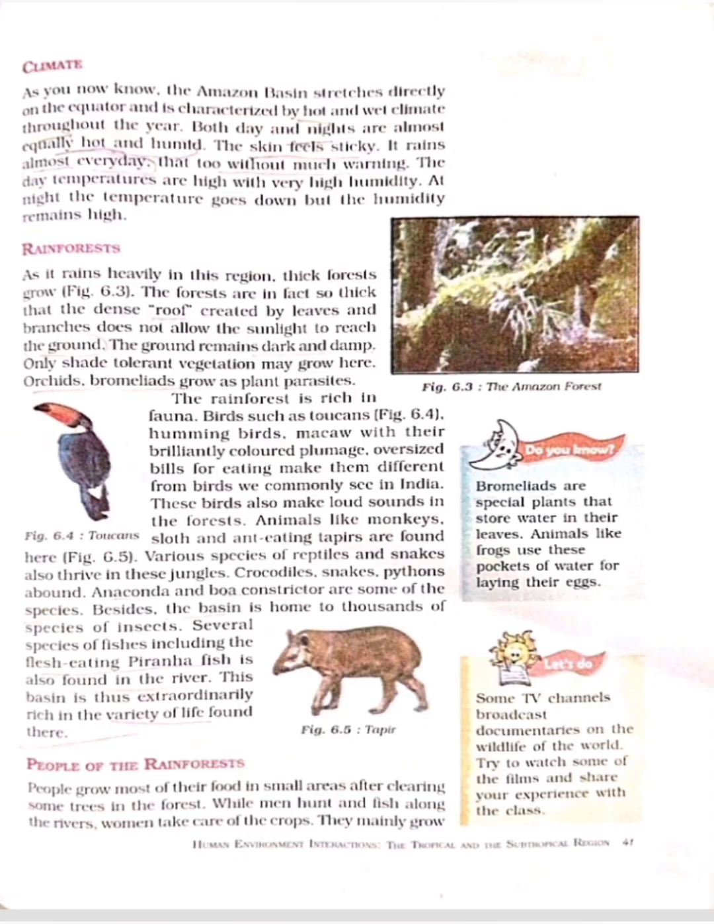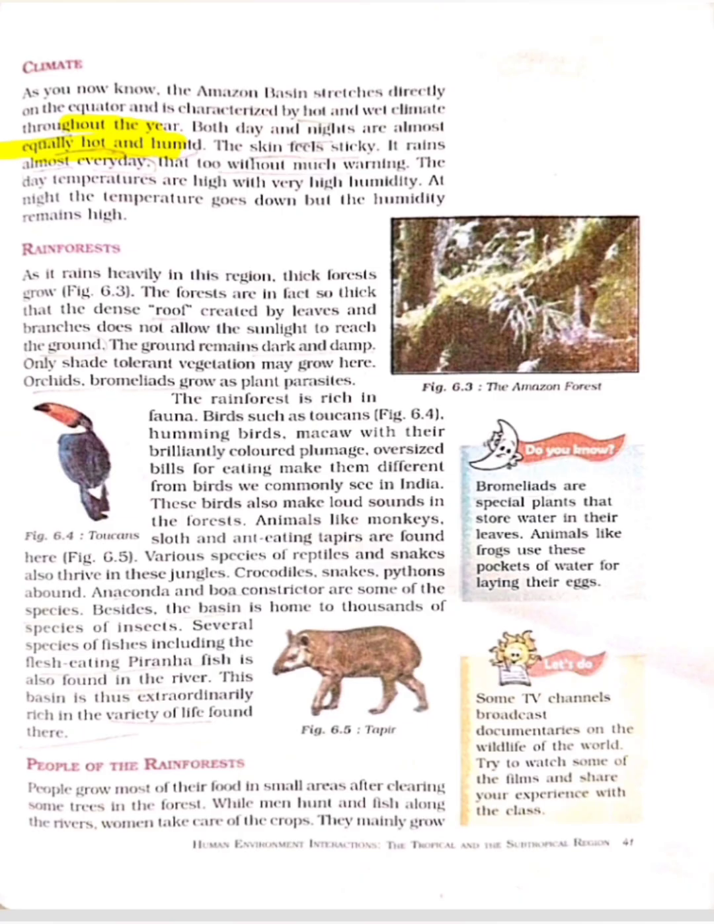It rains almost every day, often without much warning. The day temperatures are high with high humidity, and the night temperatures go down, but the humidity remains high. We can say that due to the presence of direct sunlight, there is a hot climate, and at night it is wet because of the humidity. So we can consider the climate in the Amazon basin equally hot and humid.